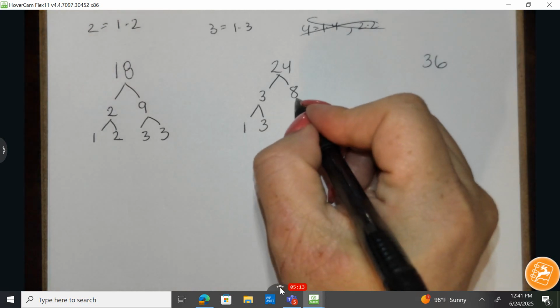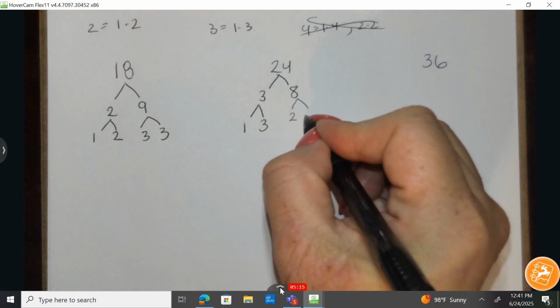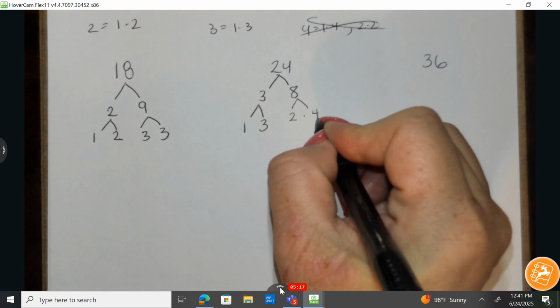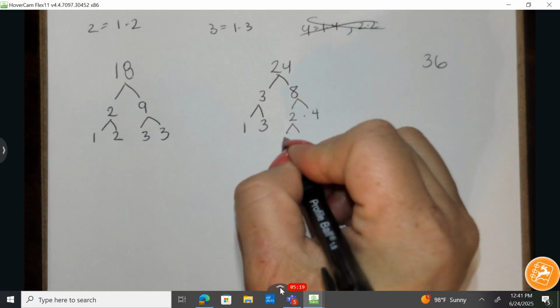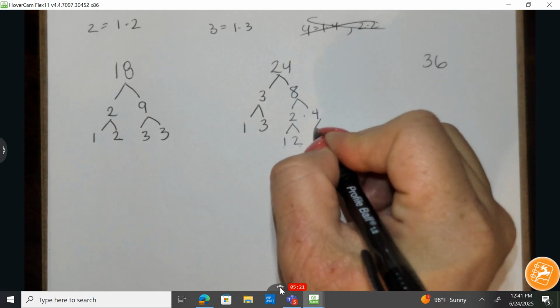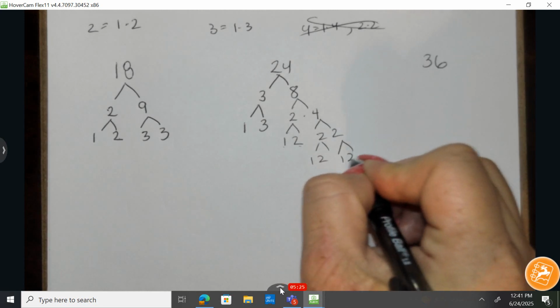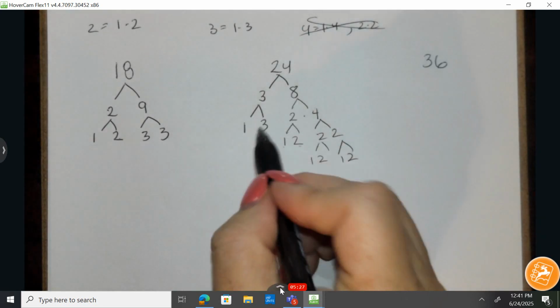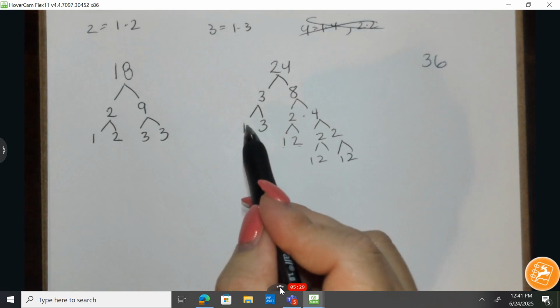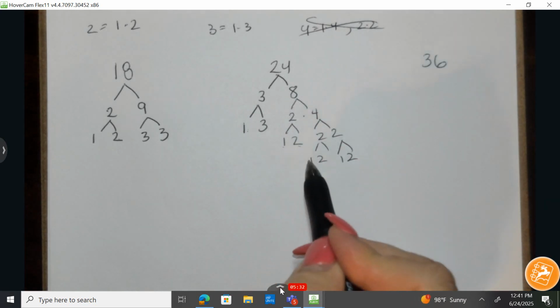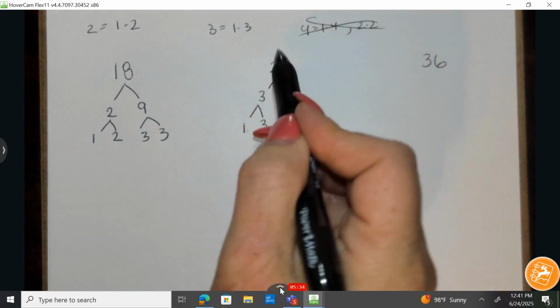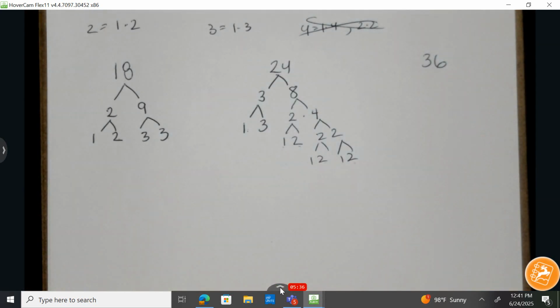Okay, how do I achieve 8? I can take 2 times 4, but 2 is also 1 times 2, so it's prime. And 4 is 2 times 2, and we know that 2's are 1 times itself. So here we go. We have 1. If I took a calculator and did 1 times 3 times 1 times 2 times 1 times 2 times 1 times 2, I would achieve 24.